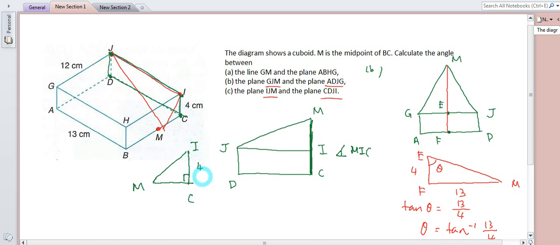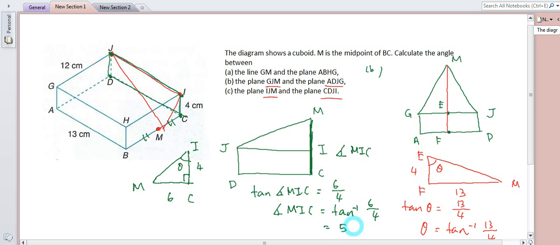This is M, this is I, this is C, right angle is over here. So IC is 4 centimeter and CM is 6 centimeter because this is midpoint, equal length here. So we are looking for MIC here. Same thing again, tangent angle MIC is equal to 6 over 4. So angle MIC is equal to, just press the calculator, 6 over 4. You will get 56 degree 19 minutes.